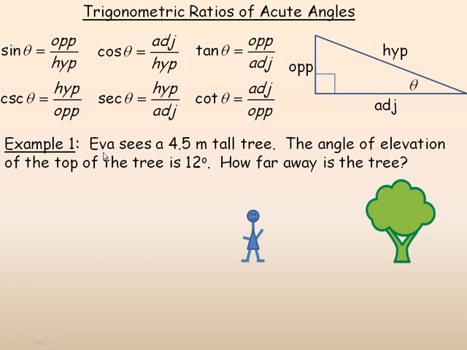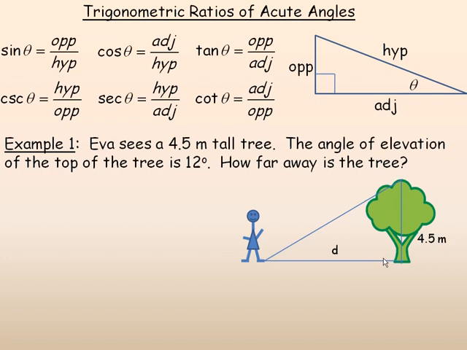Now in this example on the first page, Eva sees a 4.5 meter tall tree. So here's a 4.5 meter tall tree, and we're told that the angle of elevation from her, and we'll talk about from her foot right at the bottom on the ground, is 12 degrees, and we're asked how far away is the tree. So we need to draw a triangle, and so here's our triangle, and we're told that the tree is 4.5 meters tall. So this side's 4.5. We would have a right angle right here. We're asked to find how far she is away from the tree, so we're asked to find this side in the triangle.